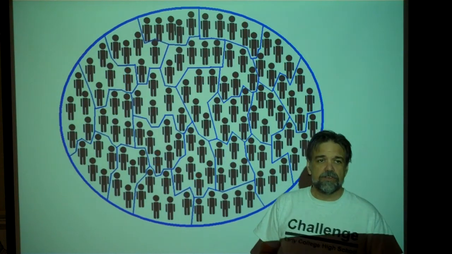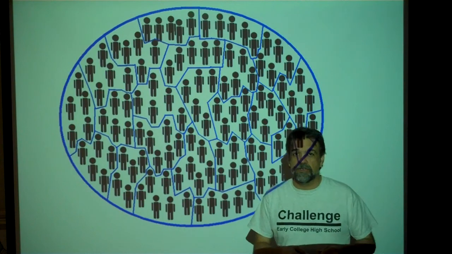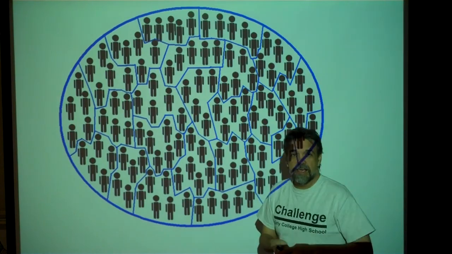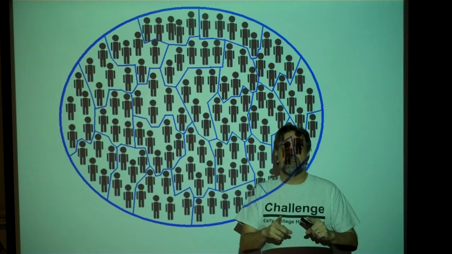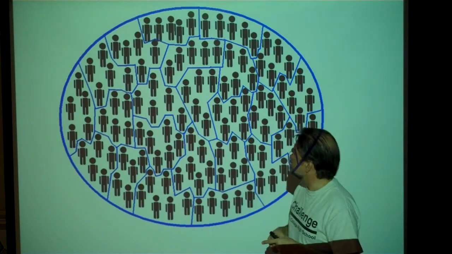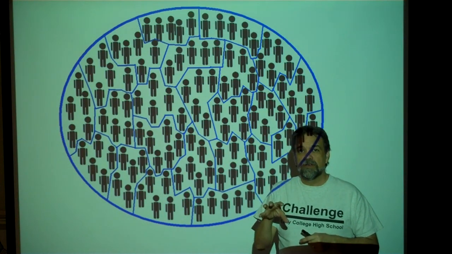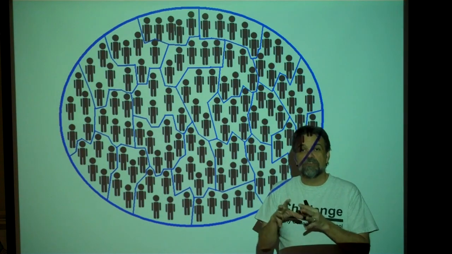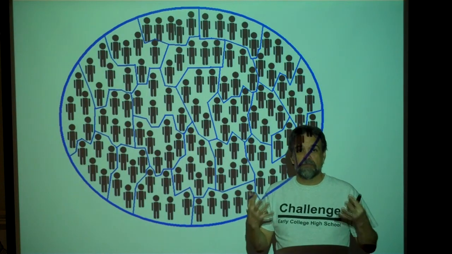So now let's look at the cluster sample. Again, what we do is we take our population and we break it up into groups, except our groups are different this time. This time we're breaking them into groups, each one of them heterogeneous and relatively representative of the population.